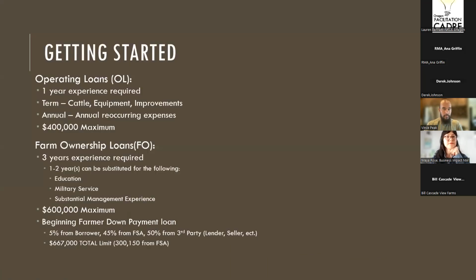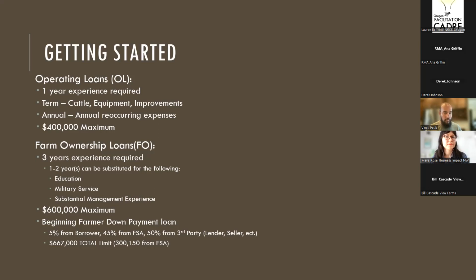First thing I can do is basically two things. I can help you operate. I can help finance you through an operating loan, or through a term loan to help you buy cattle, equipment, or improve some of the real estate you have. And I can also help you buy real estate. One of the things about bigger operating loans and bigger farm ownership loans is you have to have experience. On an operating loan, I can go up to $400,000, and you have to have a year of experience. For a farm ownership loan, I can go up to $600,000, but you have to have 3 years of experience. And I can substitute out two of those for qualifying education, military service, or substantial management experience.